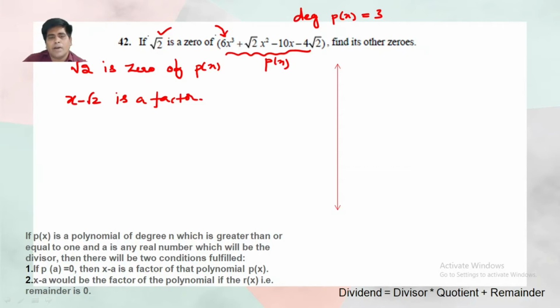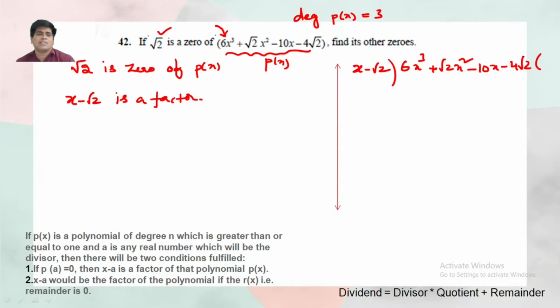On the right side I am dividing with x minus root 2, 6x cube plus root 2 x square minus 10x minus 4 root 2. You know the division process, learned in 9th class as well as 10th class. The first term of the dividend by the first term of the divisor. So clearly, I am writing here, it is 6x cube by x.